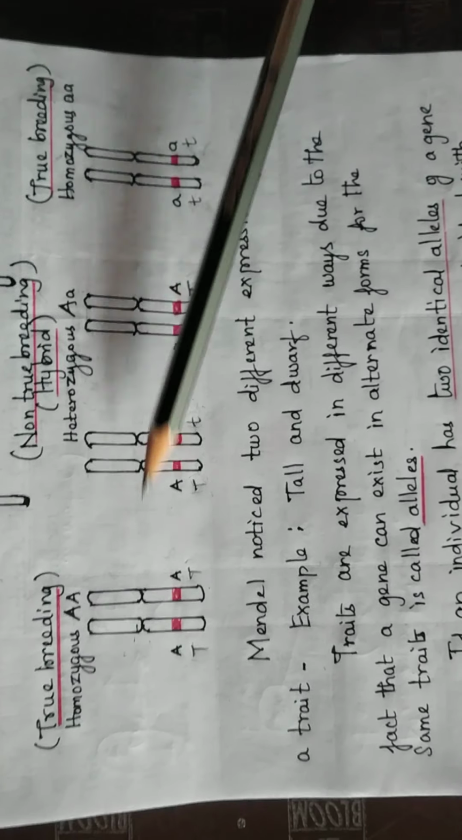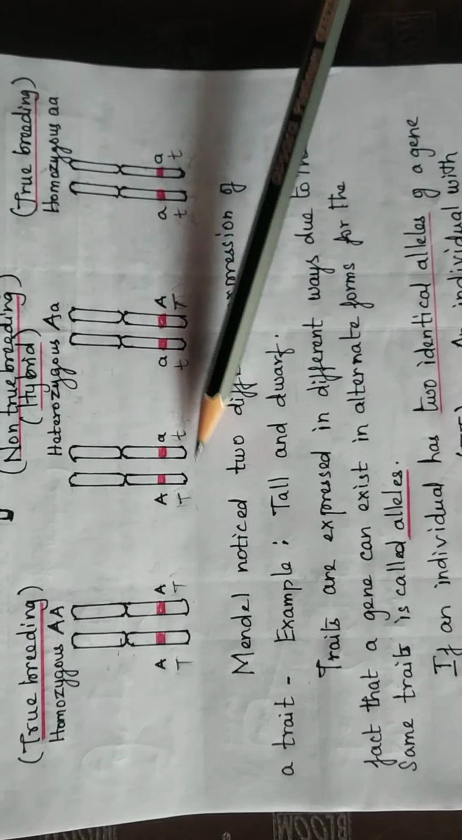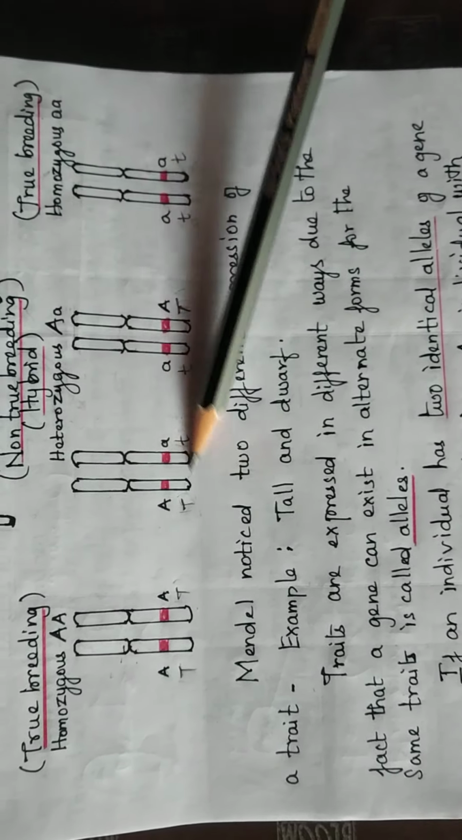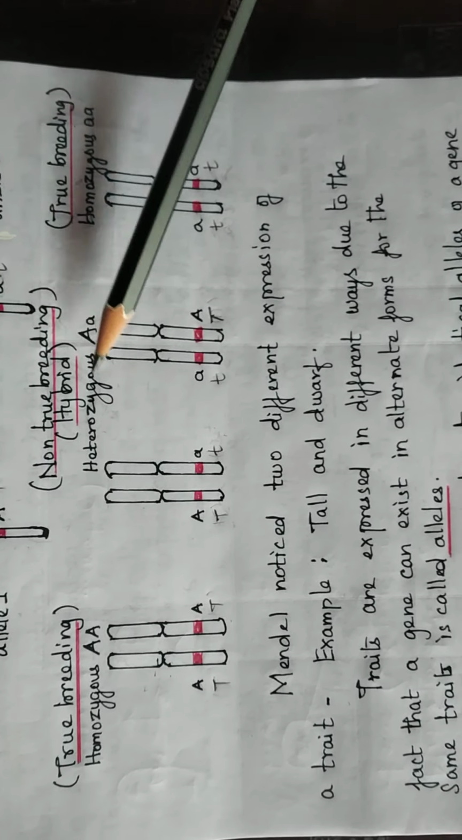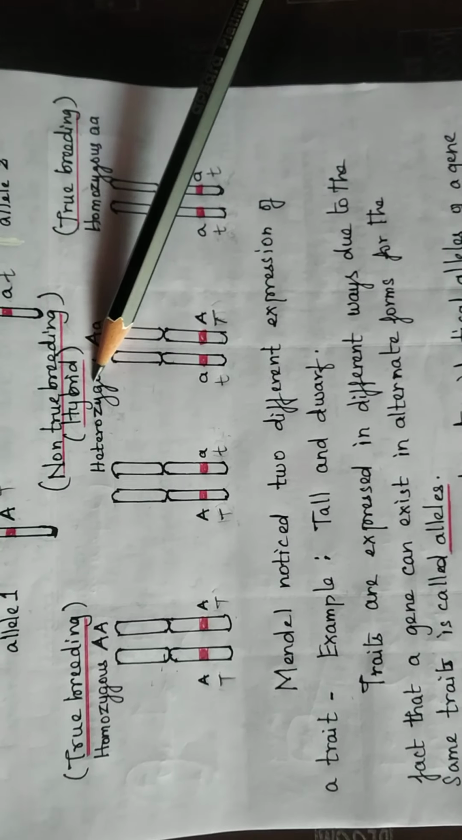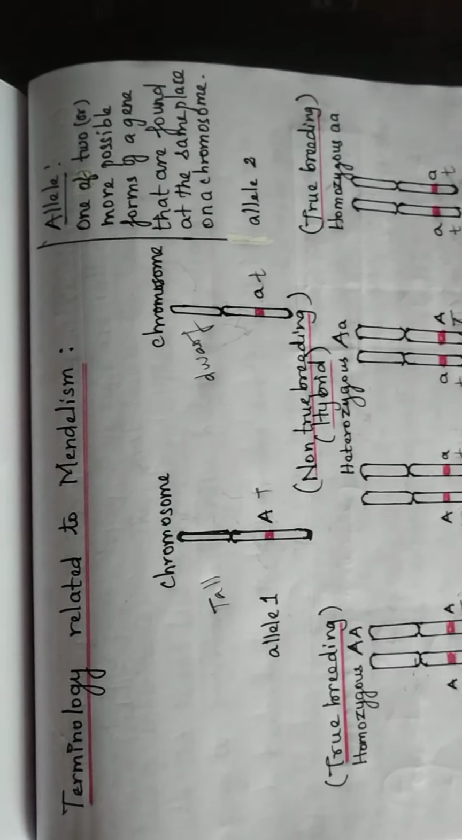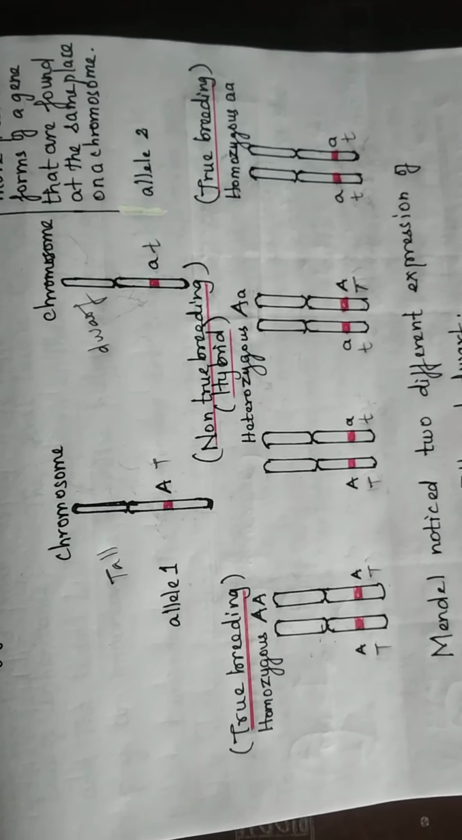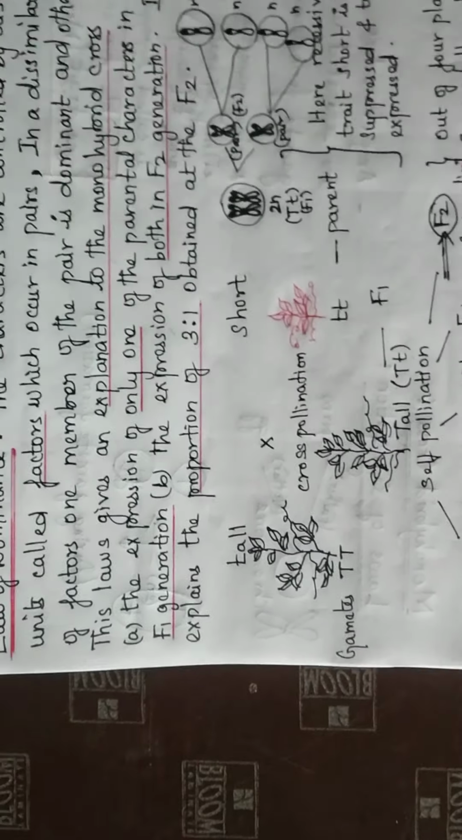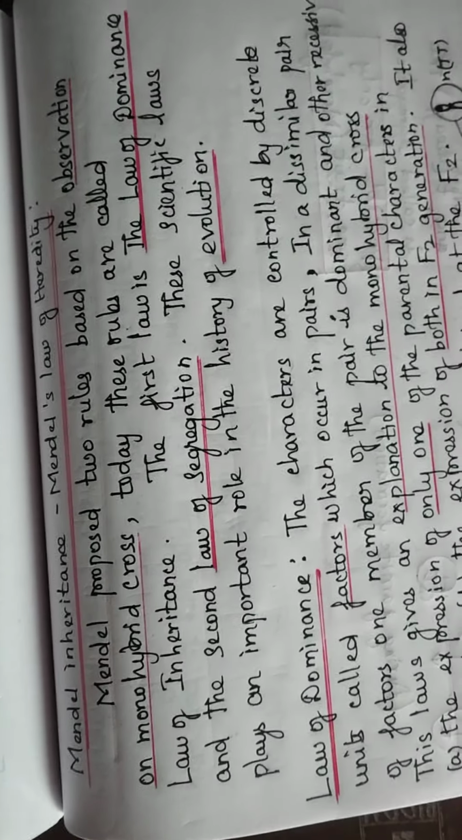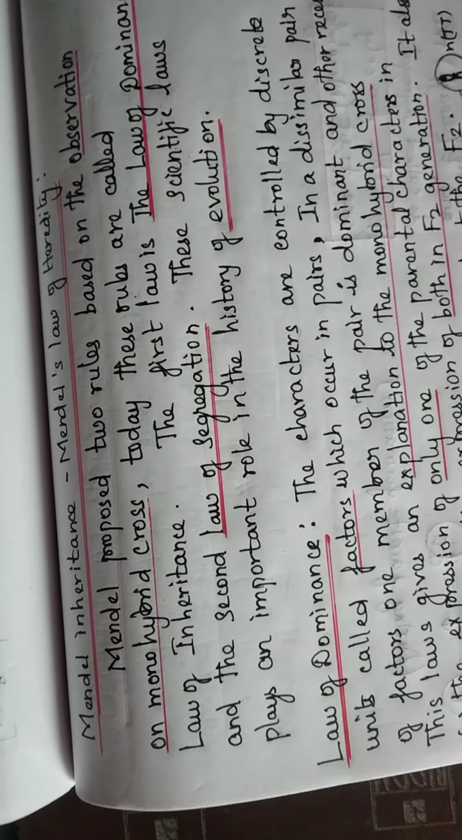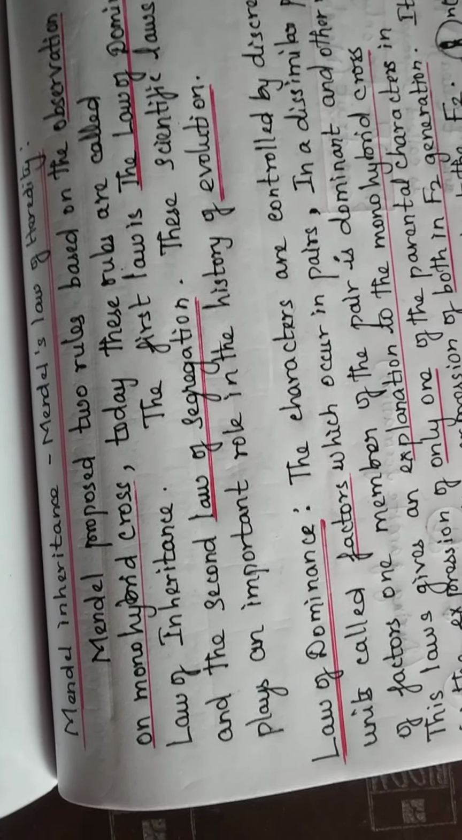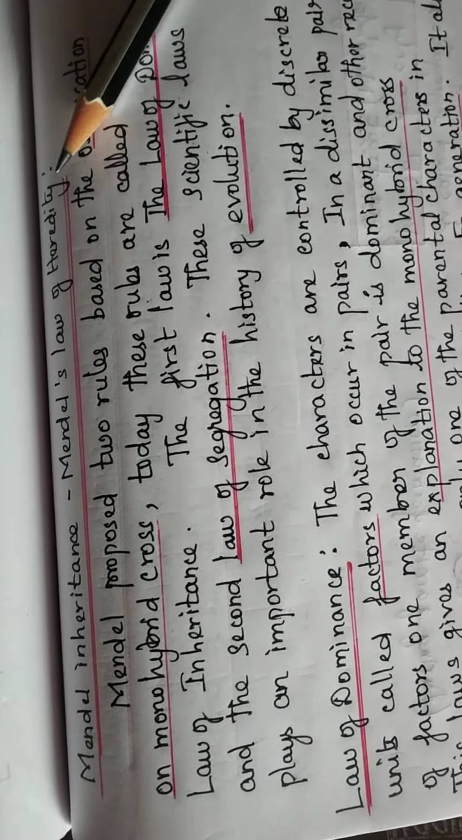These two we call true breeding plants. When there are two different alleles, it is called heterozygous, that is non-true breeding plants, and we call them hybrid. So these are the terminologies related to Mendelism according to the alleles in chromosomes. So what is the rule framed by Mendel? What are the different types of inheritance of plant characters produced by Mendel? So, Mendel's laws of heredity.